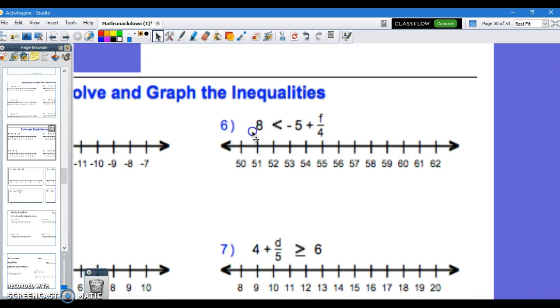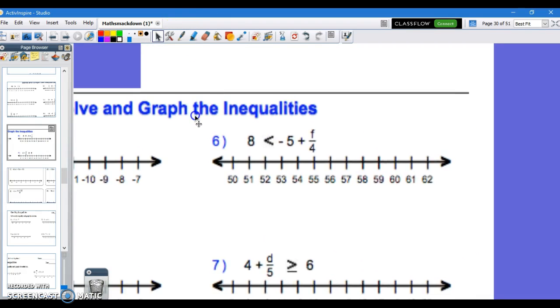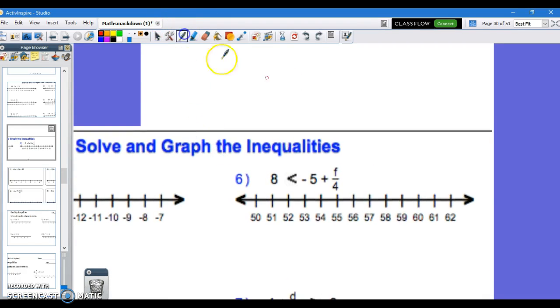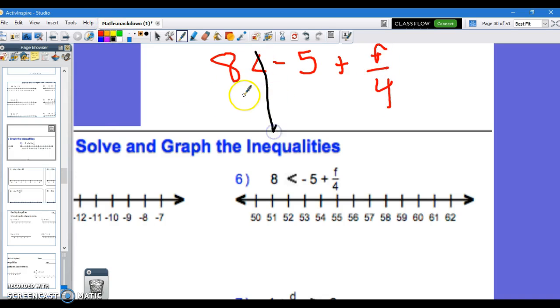Now I'm going to go over here to number 6, moving around a little bit. I'm going to solve this. I have 8 is less than negative 5 plus f over 4. Just like equations. I'm going to get rid of the negative 5 first by adding 5 to both sides. There you go. 8, 9, 10, 11, 12, 13. Less than, that canceled out, f over 4.